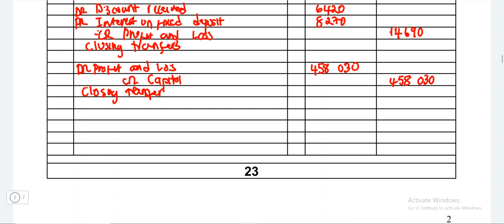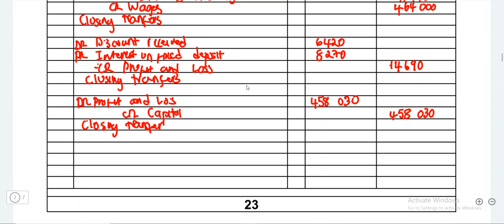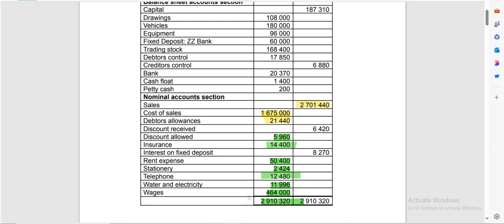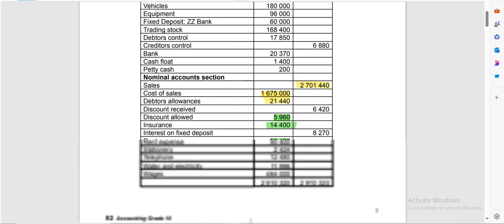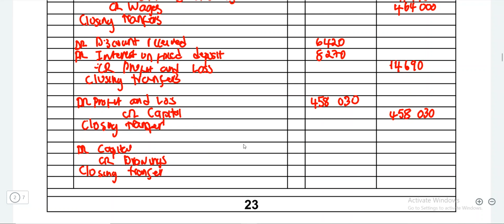Then you need to make sure that lastly there's a step, remember, that says that we must close off our drawings to capital. So in other words, you are going to debit capital, and then from there you're going to credit your drawings. Why are we doing this? Because this is a closing transfer. Then we check the amount of the drawings from the trial balance, which is 108,000. So this 108,000 will be what comes here.